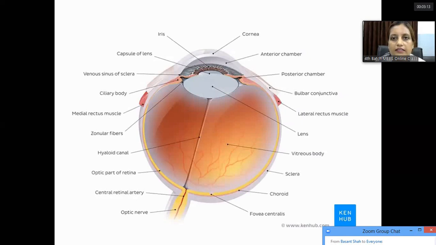The anterior transparent structure is the cornea. Then the space is the anterior chamber. Then this is a diaphragmatic structure with a central aperture. The central aperture is the pupil and this diaphragmatic structure is the iris, which is a structure of the uveal tract.